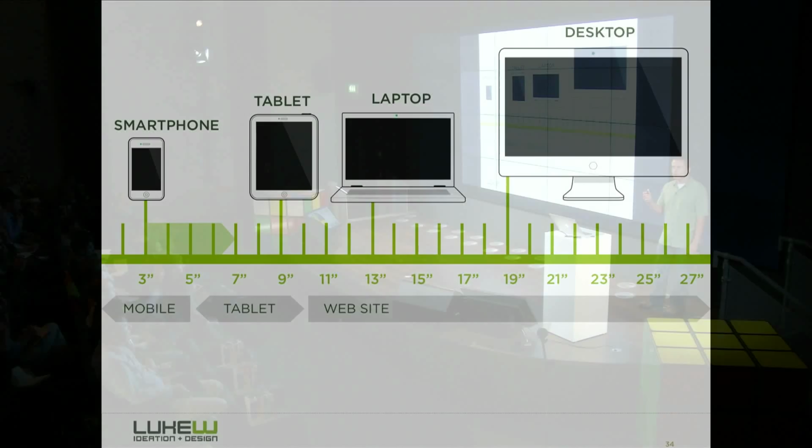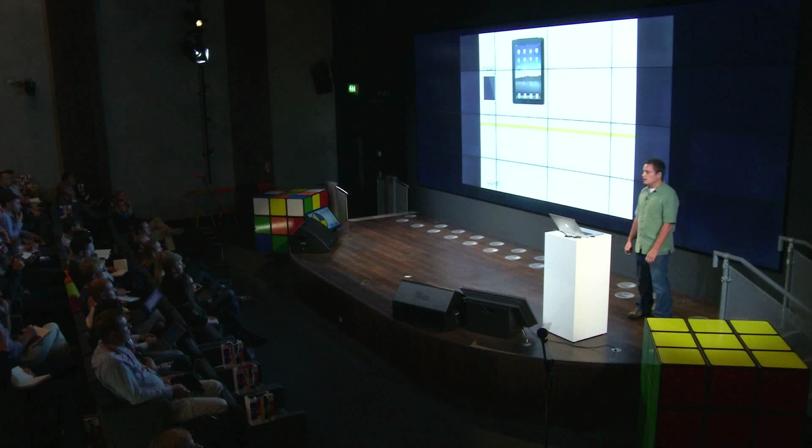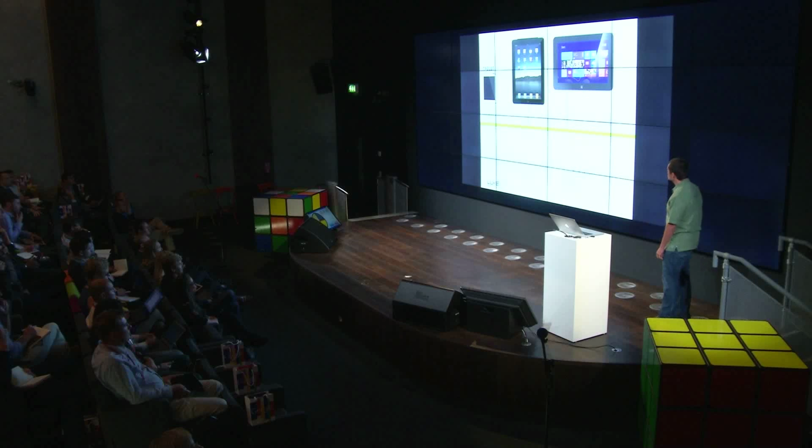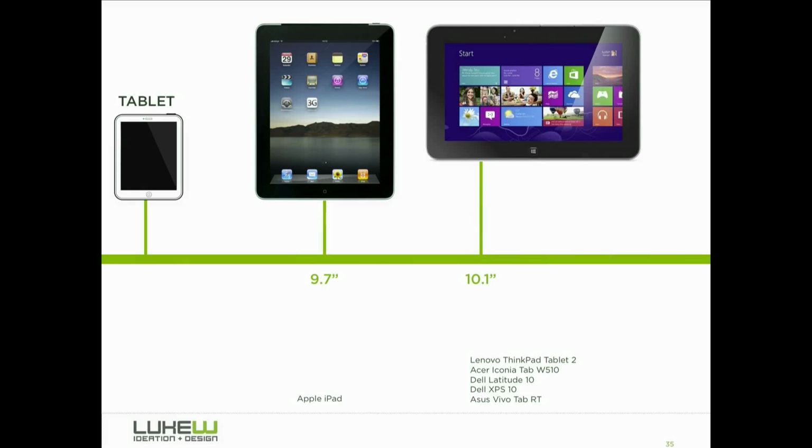And right around 7-ish inches, something interesting happens, because that is where our friends the tablets begin. Again, it used to be the iPad about 10 inches. Now you've got things bigger than this. Here's 10.1-inch devices from Lenovo, Acer, Dell, and Asus running Windows 8. These things are quite interesting because they actually run a 16:9 aspect ratio.